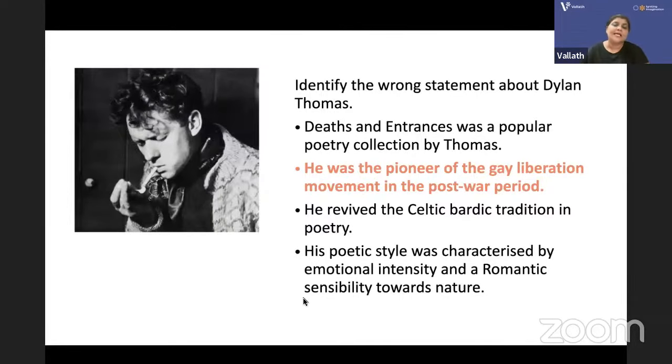Deaths and Entrances is a popular poetic collection by Dylan Thomas. And also there is a Celtic bardic tradition that he revived. Then his poetic style was characterized by emotional intensity. After all, he was a neo-romantic. That is right.